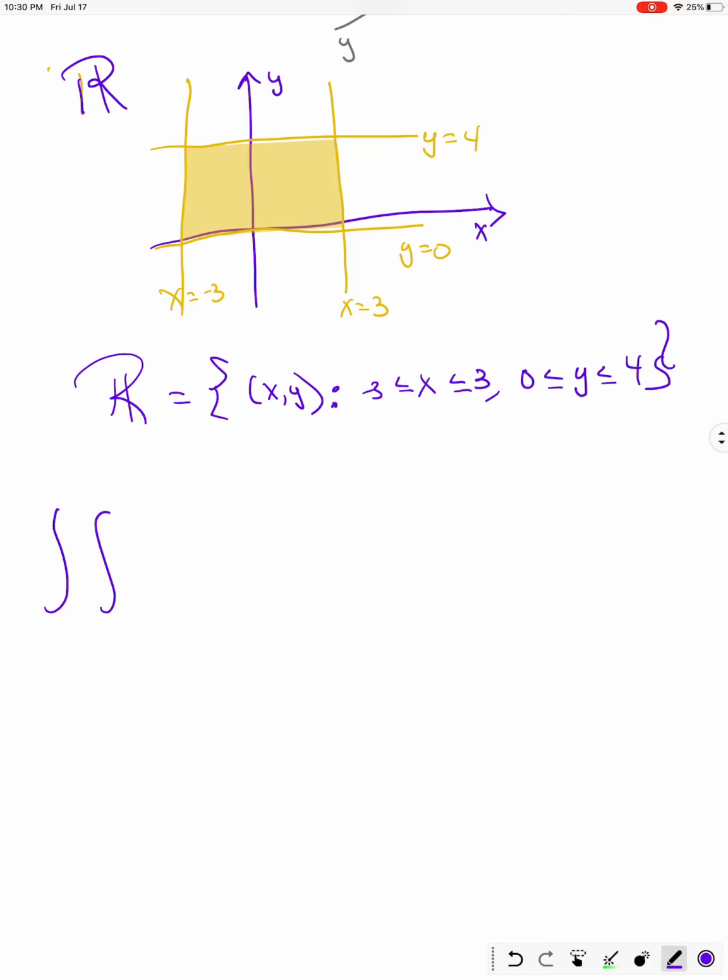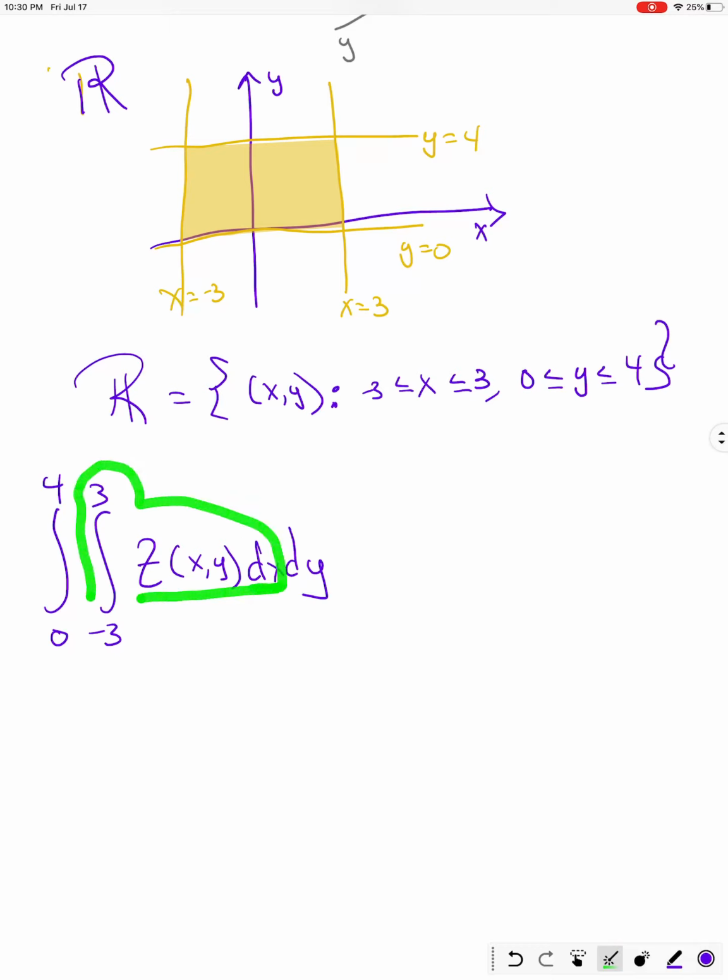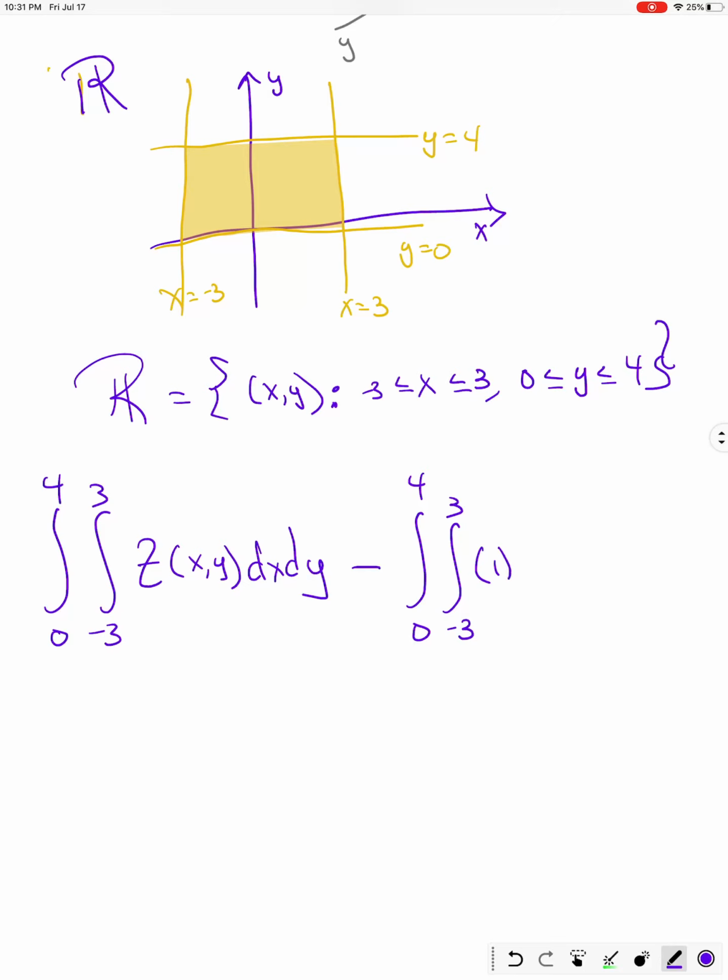Bounded on that region, I'm going to integrate. I'm going to do x first, so -3 to 3, and y second from 0 to 4. And this is going to be z, the function of x and y, dx dy. When I say I'm going to do x first, what I mean is I'm going to put that on the inside so that I'm integrating x first and then y second. I could choose to do it the other way around if I wanted to. And then minus the same bounds, 0 to 4, negative 3 to 3, but then z equals 1. So 1 dx dy.